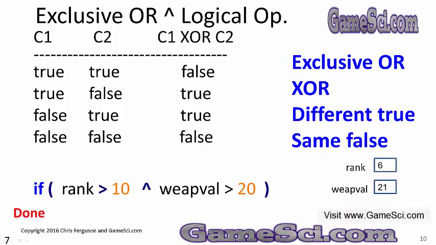There you have it. Those are our 3 logical operators: AND, OR, and exclusive OR. I think the most important thing to remember is logical operators take 2 logical values as input and produce a logical value. They produce the same true false values we use in an if statement to decide whether we're going to execute the code in the if block or the code in the else block.